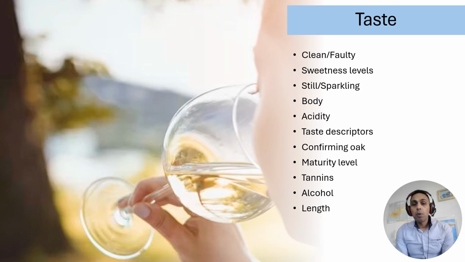You need to confirm the oak descriptors as well. You need to speak about the maturity level on the palate. We need to talk about the tannins, of course, if they are low, moderate, or high. And here you can describe them, if they feel smooth, ripe or astringent, let's say. Alcohol levels go the same: low, moderate, and high.